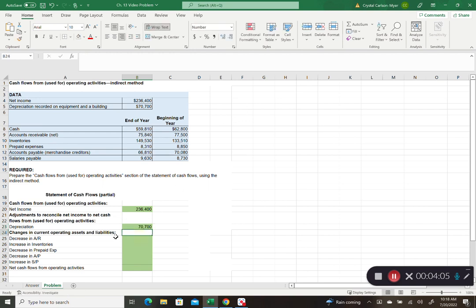Then we need to go ahead and account for any changes in our current operating assets and liabilities. So we have our list of our current assets and liabilities for the year. We have our end of the year amounts and our beginning of the year amounts.